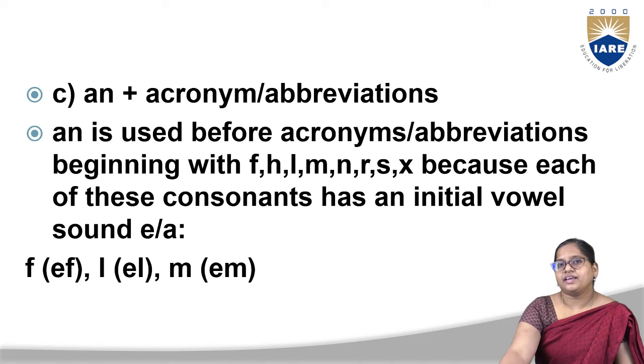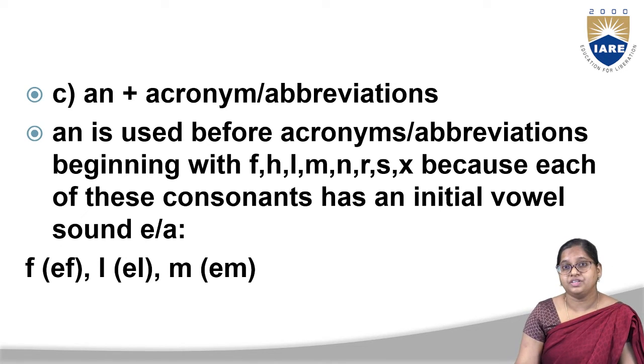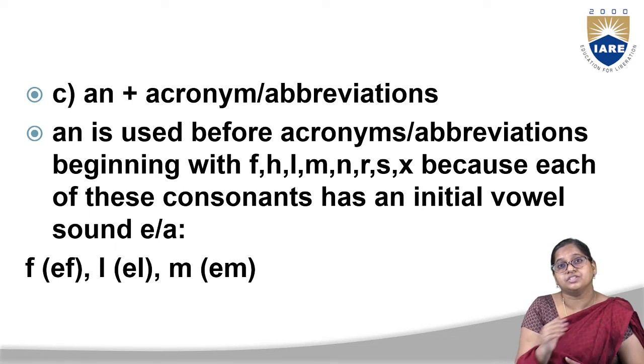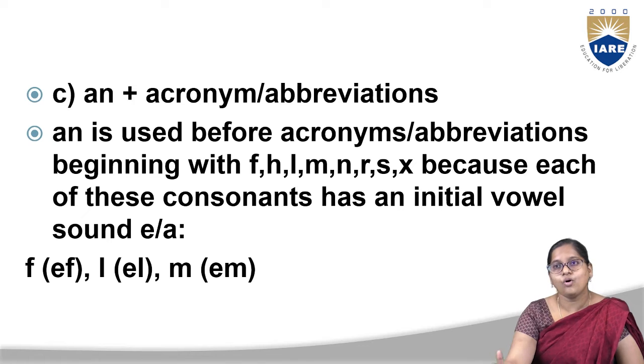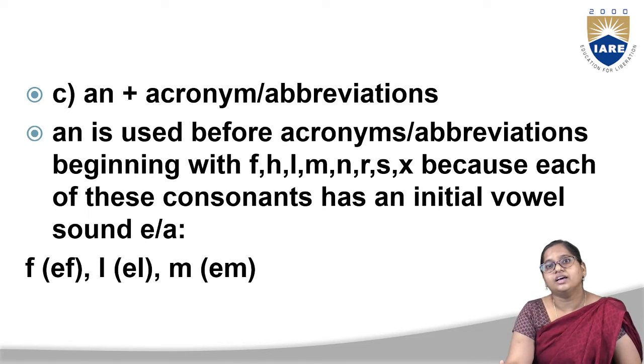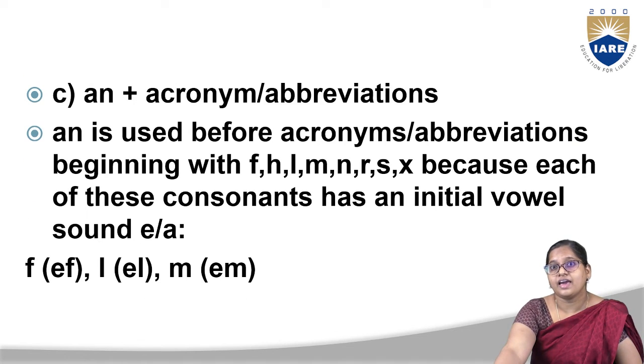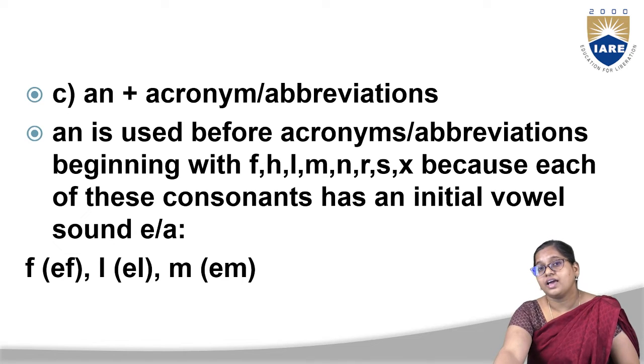Now, again, an can be used for different acronyms and abbreviations. An is used before acronyms beginning with F, H, L, N and similar consonants, because each of these consonants has an initial vowel sound. For example, see, he's an F, the sound is eff. See the first one, F.